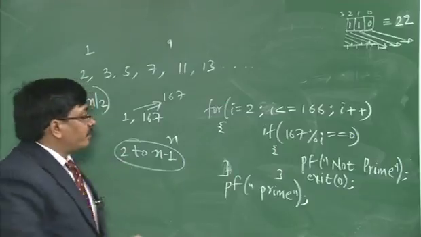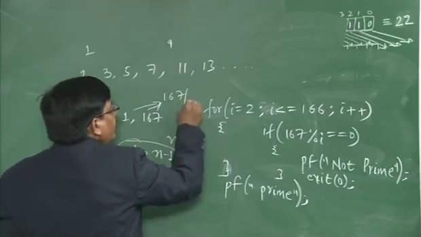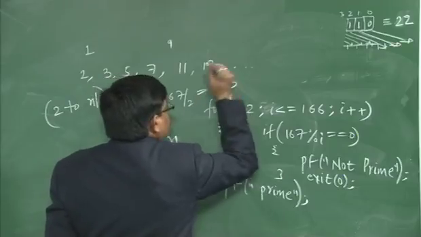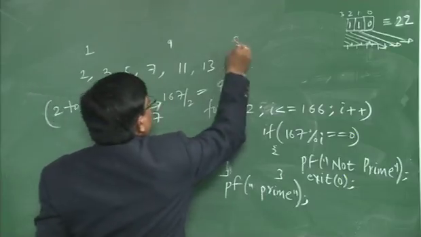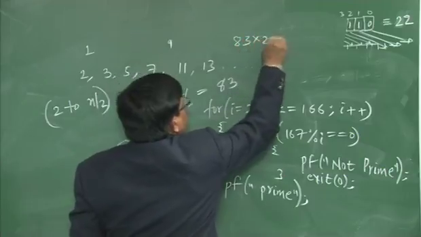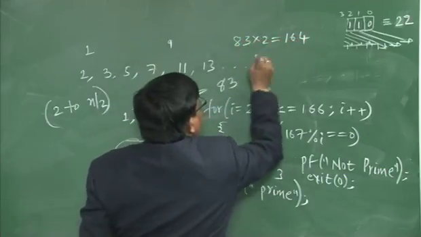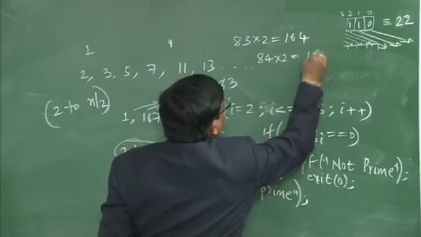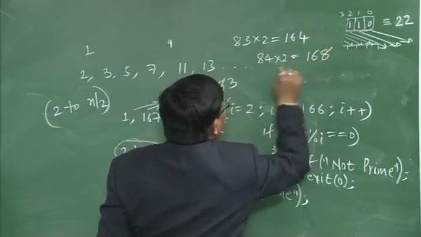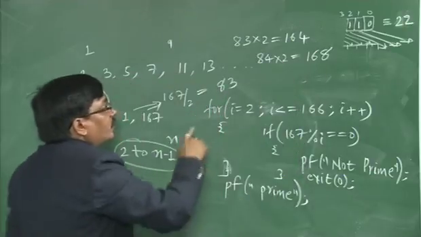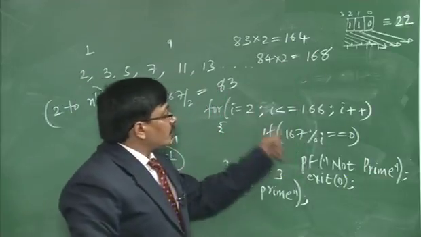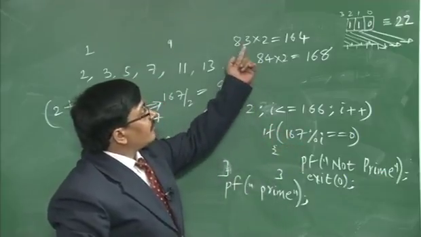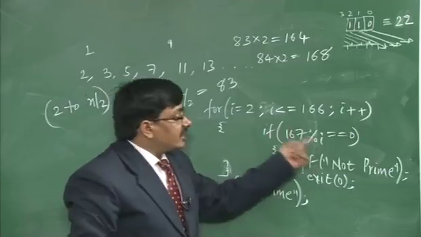Say for example, 167. When I divide by 2, the value I get is 83 point something: 2 8s are 16, 2 3s are 6. Now, 83 into 2, what I get is 164. And if I take 84 into 2, the value I get is 168, right. So here I is equal to 2 I will check, I is equal to 3 I will check, I is equal to 4 I will check, I need to check only up to 83, when I is equal to 83, whether it will divide or not.